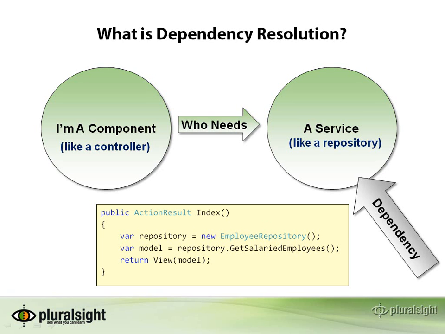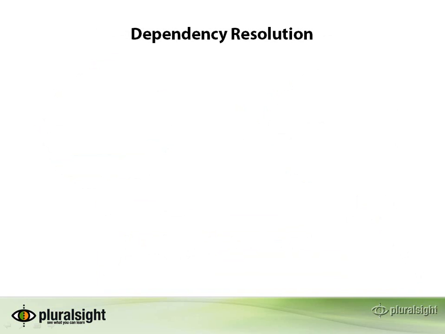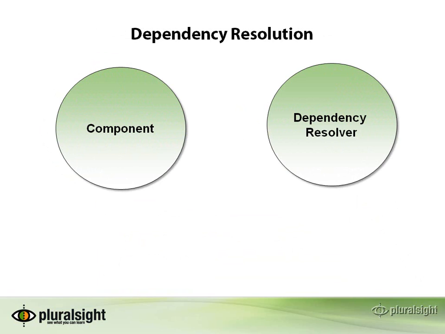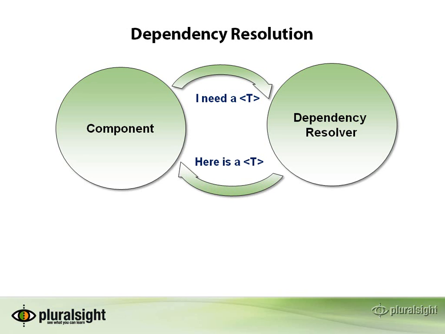One approach to having more flexibility when it comes to dependencies is to introduce an intermediary between the component and the ultimate dependency that it needs. We'll call this a dependency resolver. So a component can walk up to a dependency resolver and say, I need a T. In other words, I need an employee repository or something that implements an employee repository interface. And a dependency resolver knows about all sorts of different services that are registered in an application, and it can respond and say, here is your dependency.